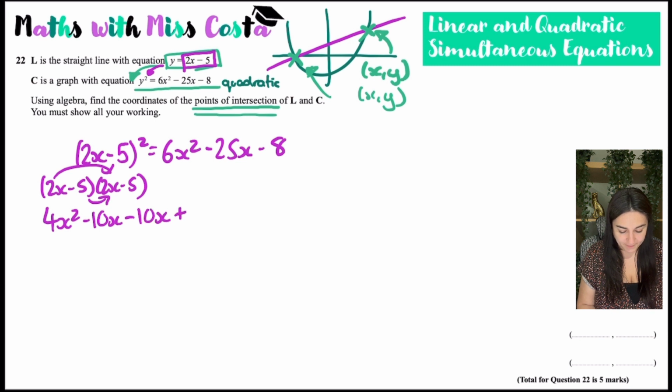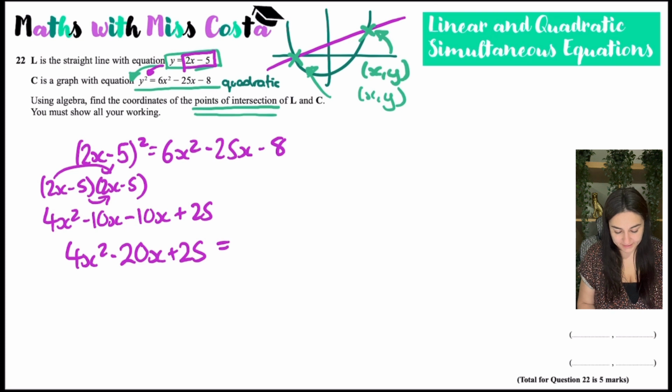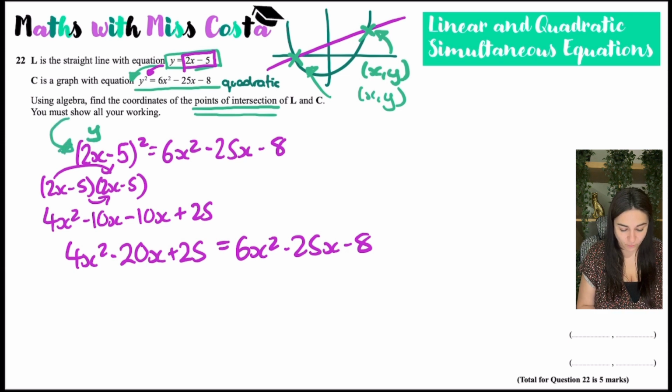Minus 10x plus 25. So let's simplify that. That would be 4x squared, take 20x plus 25 must equal 6x squared, take 25x, take 8. All I've done is plug the linear into wherever y was. So instead of y squared, it's this, expanded it, and now made it equal. So now I've got a funky looking quadratic.